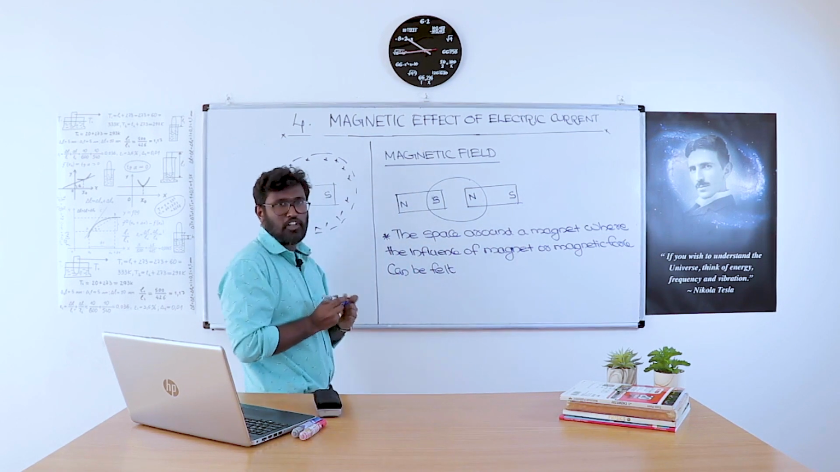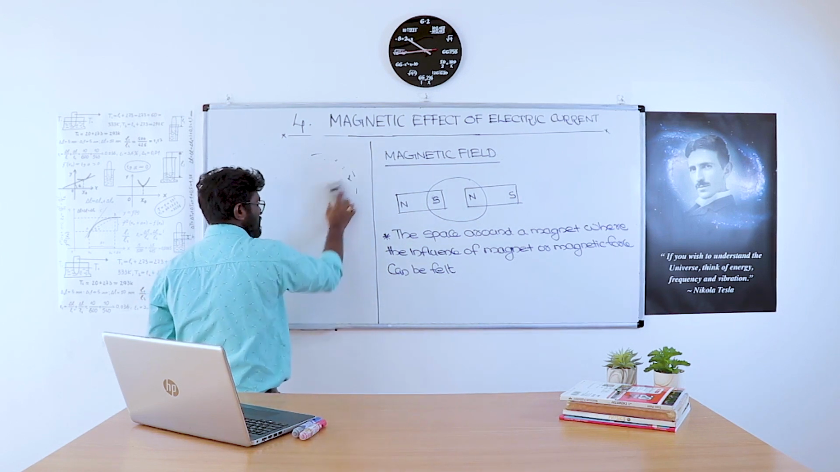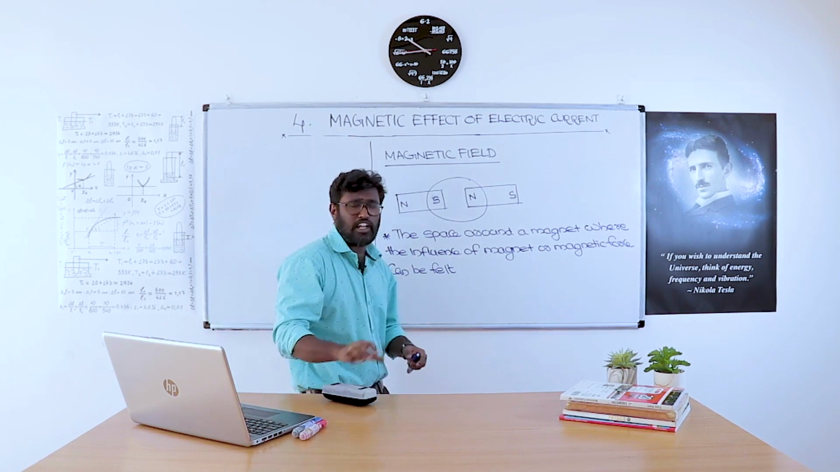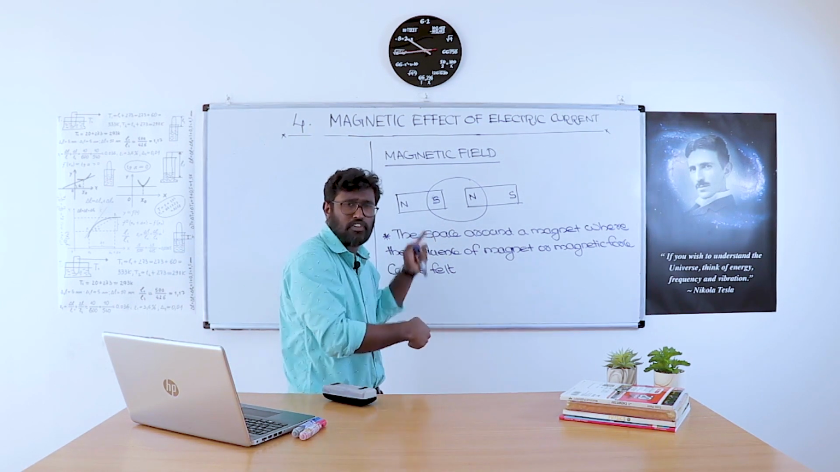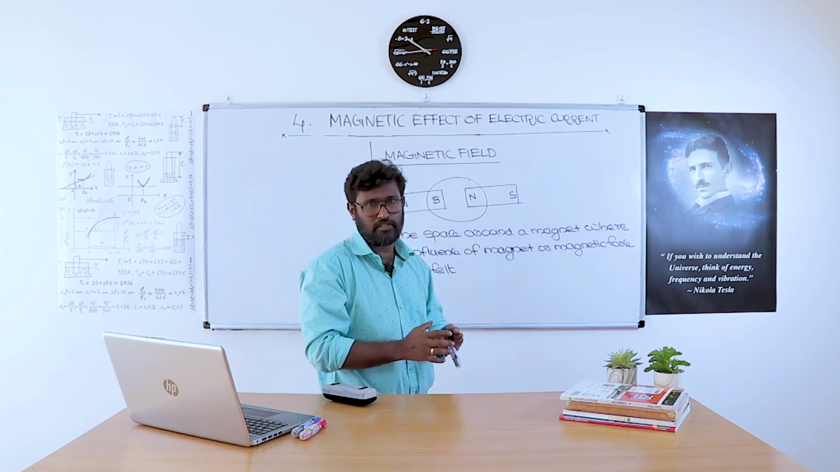So the space around a magnet where the influence of the magnet or magnetic force can be felt is called a magnetic field. Inside the magnetic field, at each and every point, there is a presence of the magnet, or the presence of the magnetic force created by that magnet.